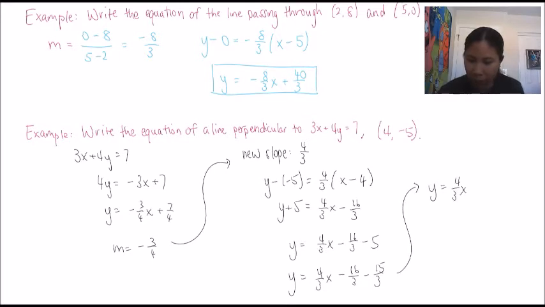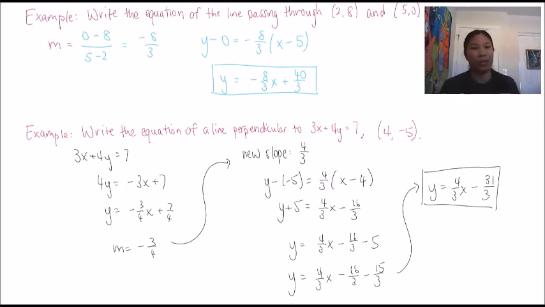So I end up with 31/3 as my equation: y equals 4/3x minus 31/3. Okay, so those are my two examples for P.2.